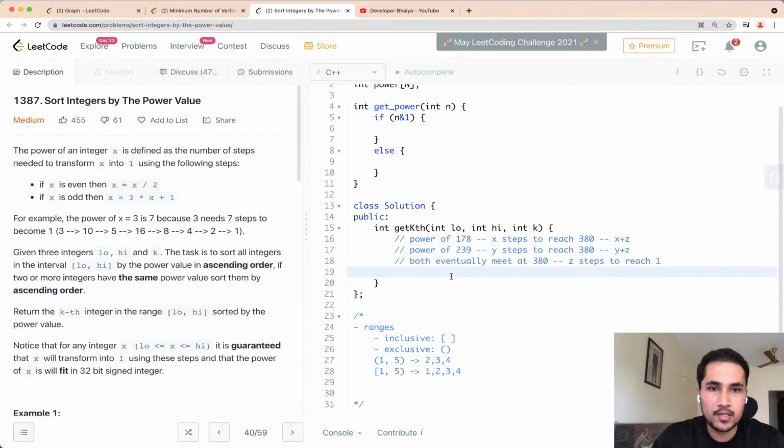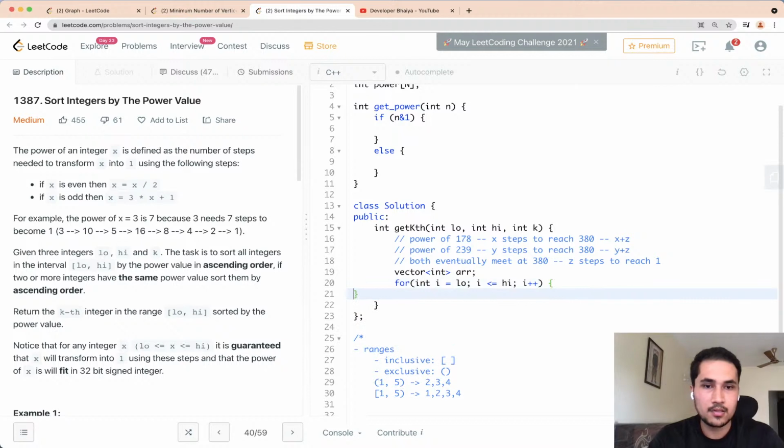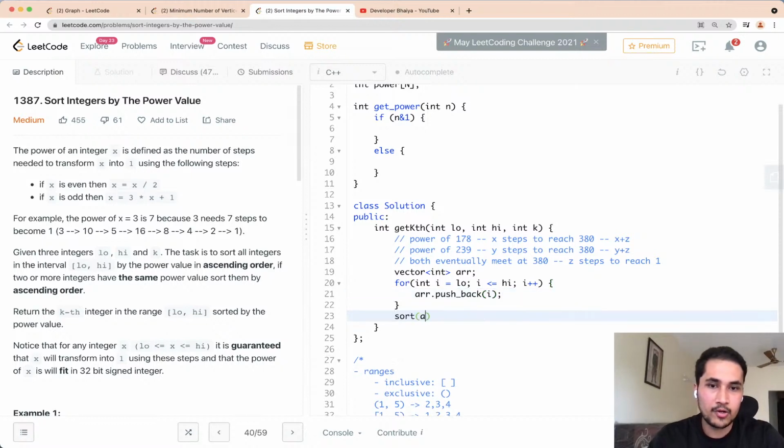But now what we can do is build an array for int i equals low, i less than or equal to high, i plus plus. I'm building an array of numbers from low to high. So add dot push underscore back i. And now I'm going to sort this array by using a comparator function.